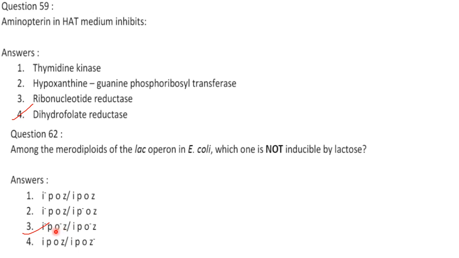And here also, but here the operator is mutated, but only one of the repressors is mutated, the other is normal wild type. So here the normal repressor will be produced, and when lactose is added, it will prevent binding of the repressor to the operator. But here, since both the operators are mutated, the repressor will not bind even if lactose is absent, so it is not inducible. Answer is option 3.